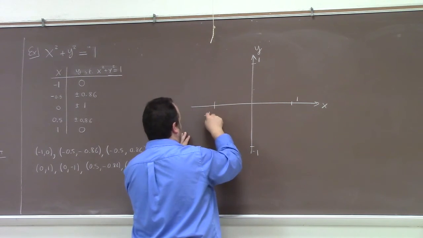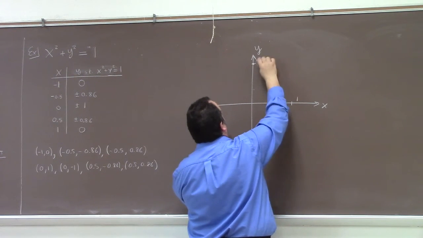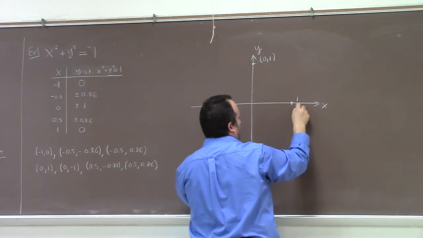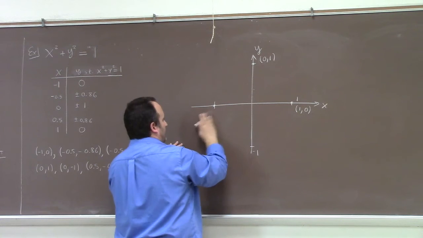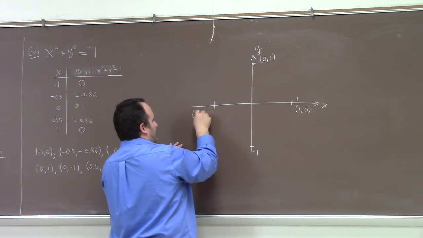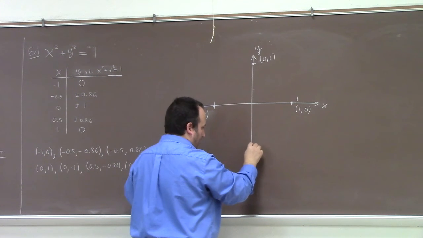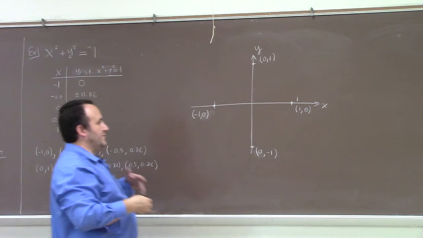Minus 1's over here. So, all right, let me label some points. This point here would be what? 0, 1. This point over here would be 1, 0. This guy over here would be minus 1, 0. This one down here would be 0, minus 1. So those are 4 of my points.